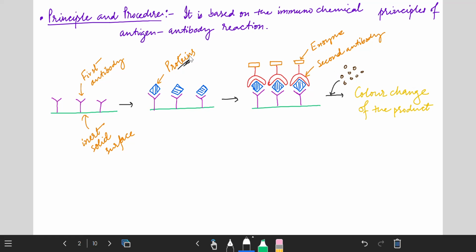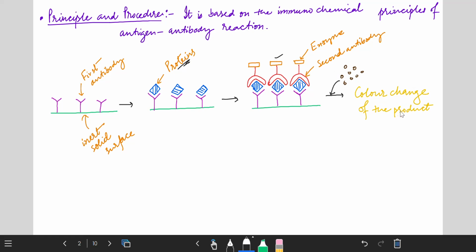Okay. In the third step, what is done? Now this protein-antibody complex is then reacted with a second protein-specific antibody or antigen-specific antibody to which an enzyme is covalently linked. Okay. This enzyme must be easily assayable and give a product which is a colored product. Now, after adding the substrate, it gives the color change of the product.